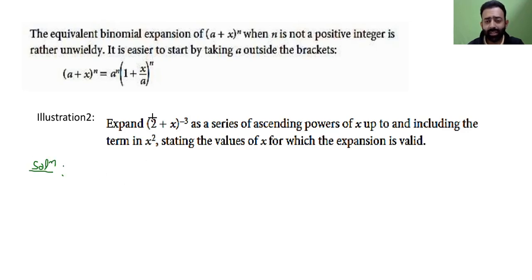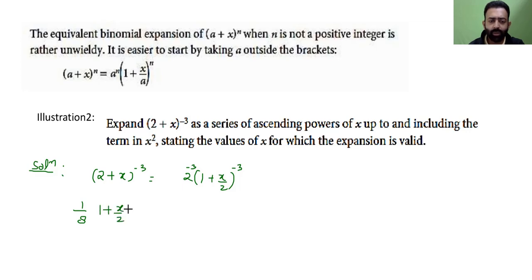Since the value of a in this case is 2 in 2 plus x raised to power minus 3, we will take 2 outside first. So we will write this as 2 raised to power minus 3 times, inside the bracket, 1 plus x over 2, raised to power minus 3. Right, so basically what we have to expand is 1 by 8 into 1 plus x over 2 raised to power minus 3.